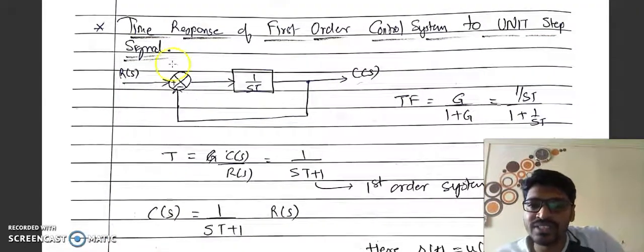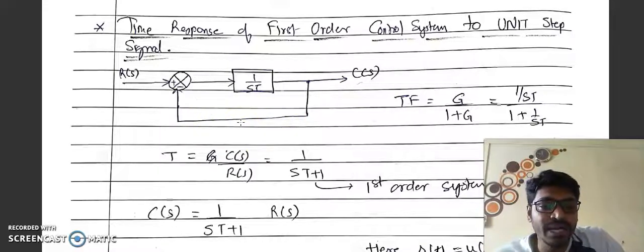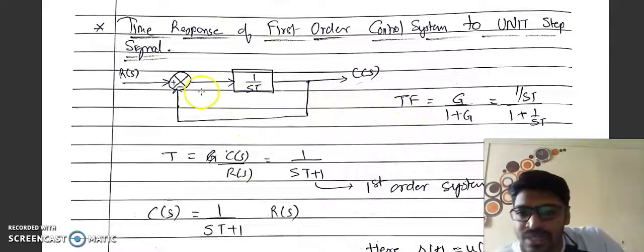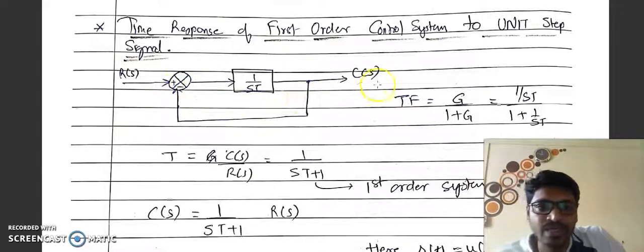Now consider this system. This is your input, this is the response of the system, and this is the feedback path. If nothing is given, you need to consider feedback as unity. If you observe, this is a negative feedback. So the transfer function is G upon 1 plus GH, but H here is 1, so it is G upon 1 plus G, and G is 1 upon sT, where T is a constant. So 1 upon sT upon 1 plus 1 upon sT comes as 1 upon sT plus 1. Now this is your transfer function.